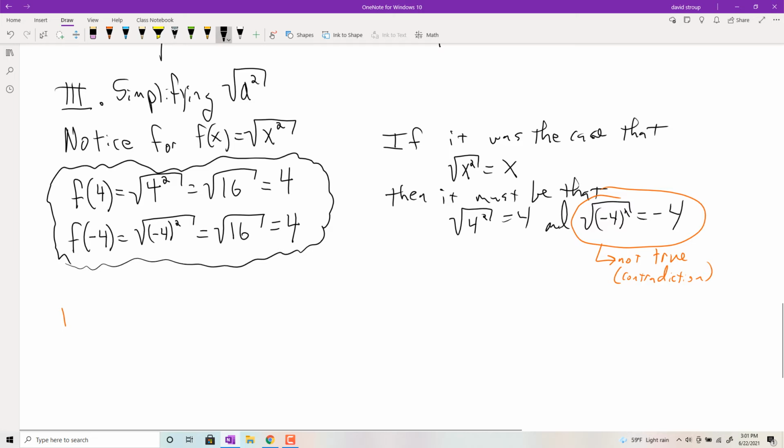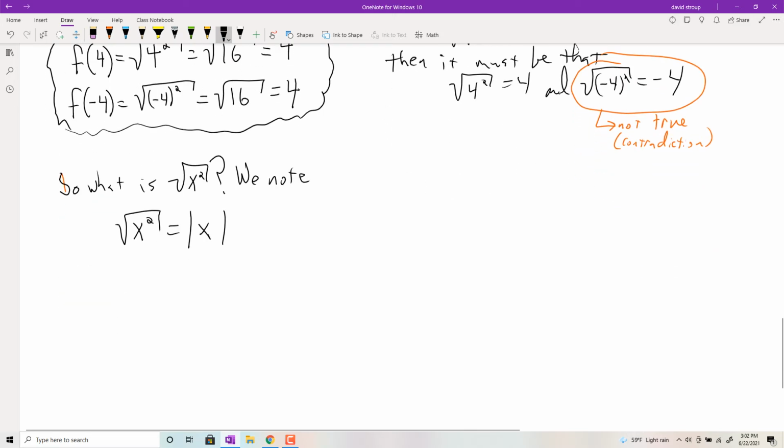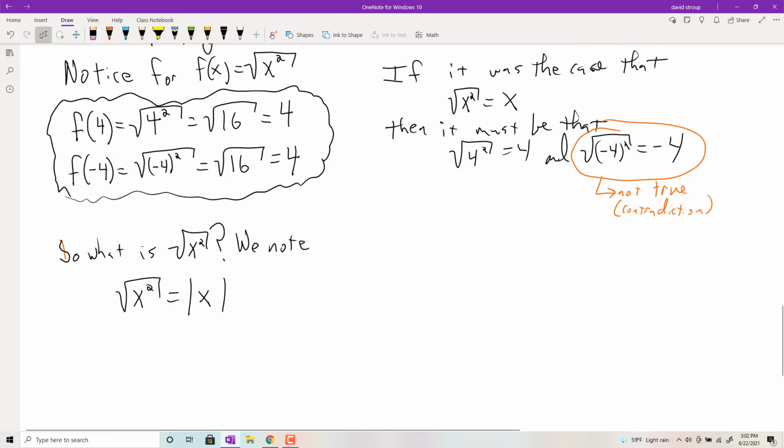Okay, so what is the square root of x squared? It turns out to be the absolute value of x. We note the square root of x squared is actually the absolute value of x. Okay, so using this new kind of definition, we can figure out our answers, and we won't end up with that red circled example here.